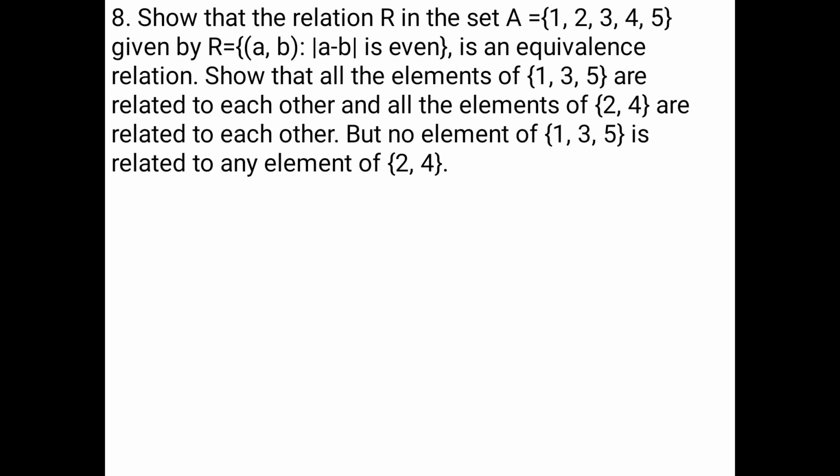So that the relation R in the set A, that is A cross A. Let's take the relation R in the set A with elements 1, 2, 3, 4, 5, given by the relation R: ordered pair (A, B) such that the absolute value of A minus B is even. If any two elements have an even difference, then they are related.